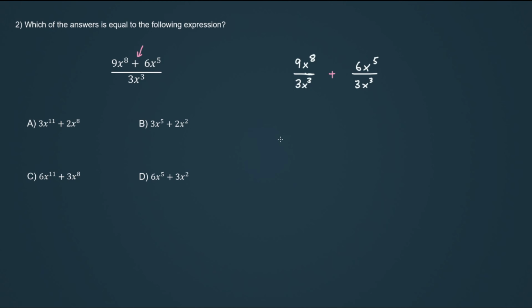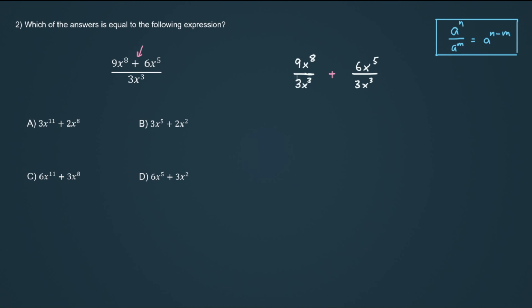Now, I'm going to divide the coefficients, and if the variables are the same on top and on the bottom, I could subtract their exponents, right? Because they have the same base. And remember from our laws of exponents that a to the n over a to the m is equal to a to the n minus m. Don't forget that law of exponents here.